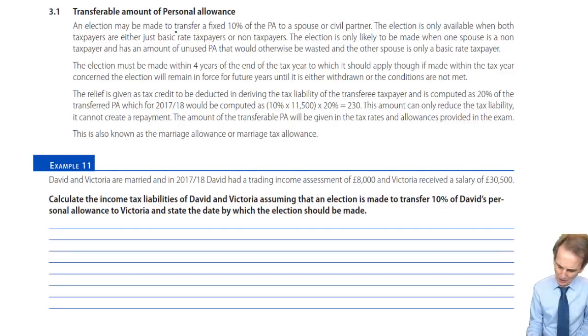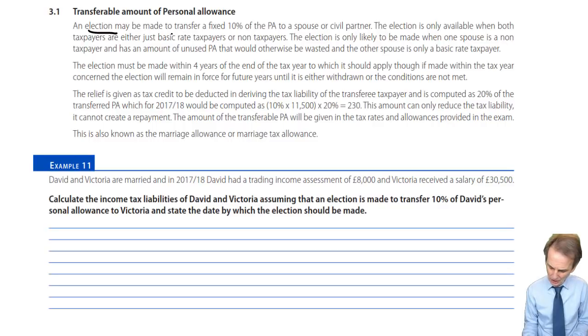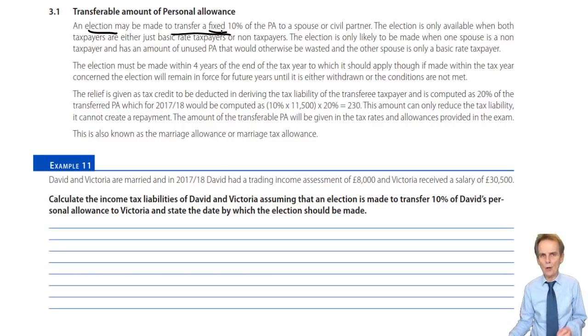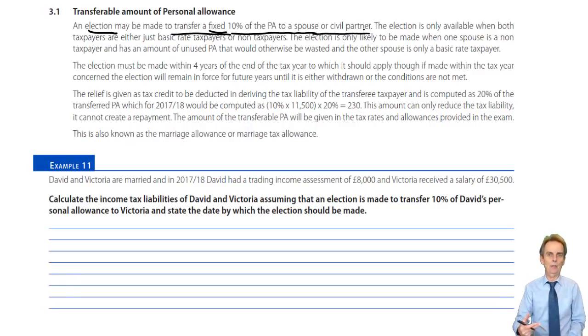So, an election may be made. It is an election, so we're only going to do this as taxpayers if it improves our tax position, to transfer a fixed amount. This is not just any figure you want, but a specific fixed amount. That fixed amount, 10% of the personal allowance, to a spouse or civil partner. So whether you're married with a spouse or in a civil partnership with your civil partner, you may transfer a fixed 10% of your personal allowance.